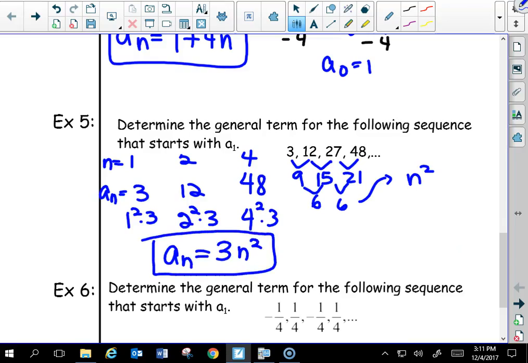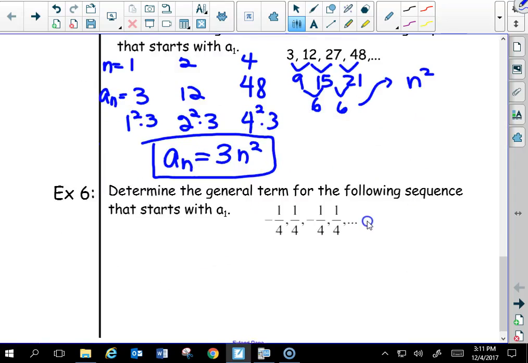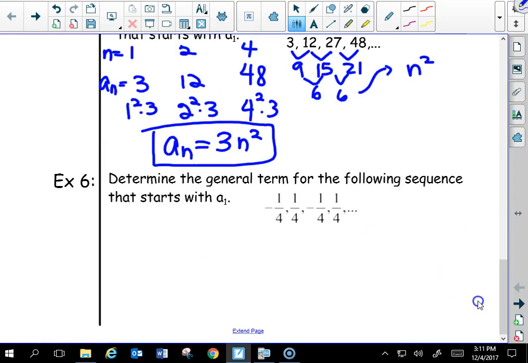I know there is a squaring in there somewhere. Sometimes there's a number being added. Sometimes there's a number being multiplied. Sometimes there's a number being added inside the squaring. So play around with the numbers as you're trying to figure out what the pattern is.